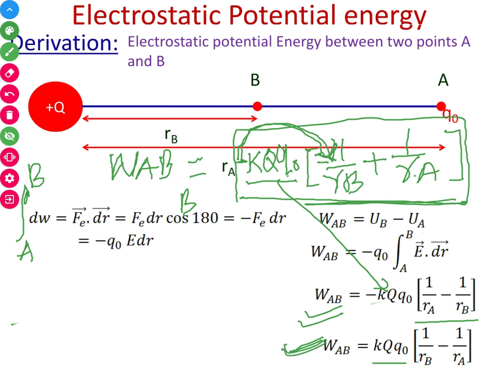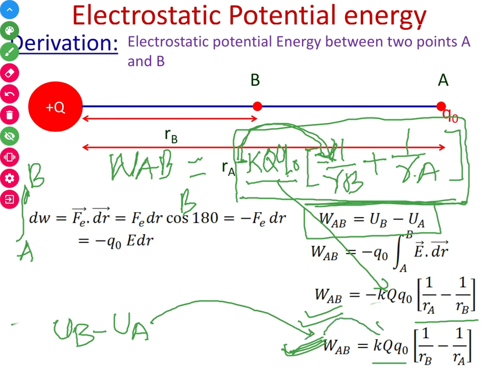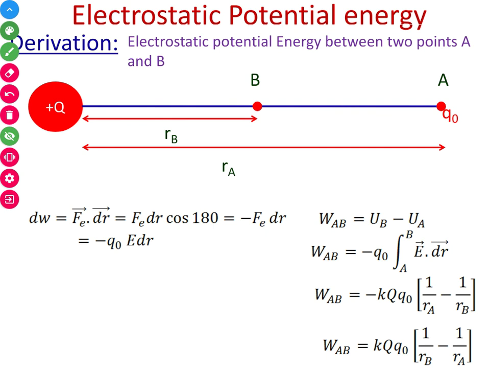This is equal to the difference in the potential energy. So we can write UB minus UA, that is the potential energy difference between the 2 points A and B, is given by WAB, and it is given by this expression: KQQ naught times 1 upon RB minus 1 upon RA. So this is the derivation of electrostatic potential energy between 2 points A and B.